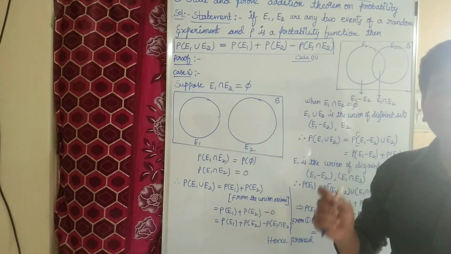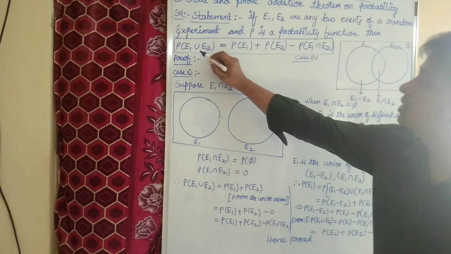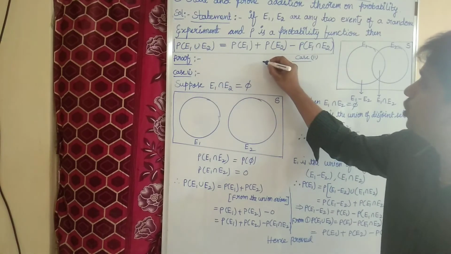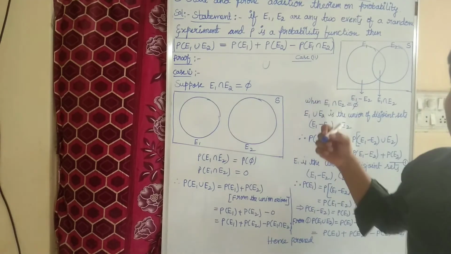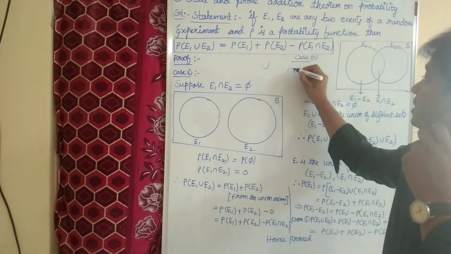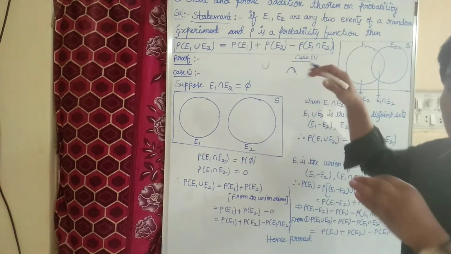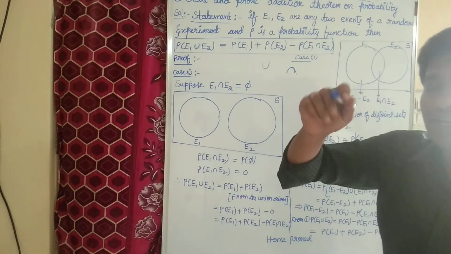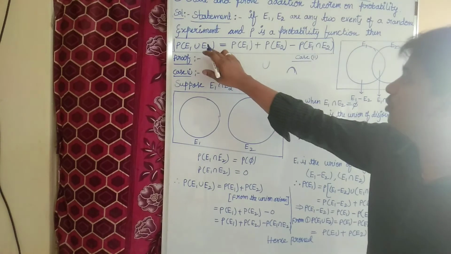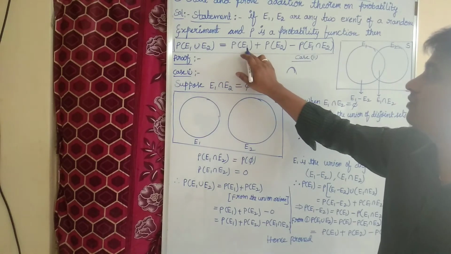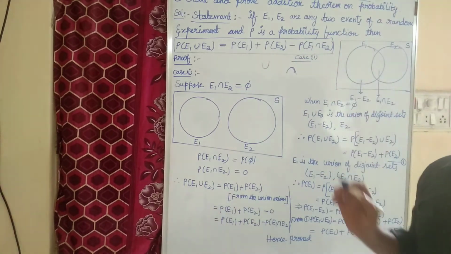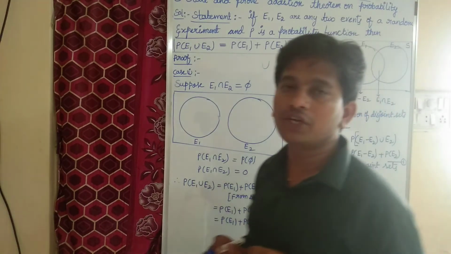Then P of E1 union. See, this is the symbol of union, U, that is called union, and if you write the reverse U, that is intersection. P of E1 union E2. Once you write it, you will get to know. P of E1 union E2 equal to P of E1 plus P of E2 minus P of E1 intersection E2. That is our formula. Children, did you understand?